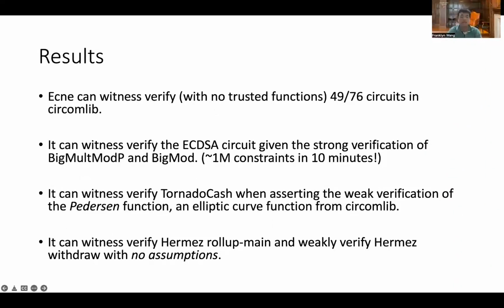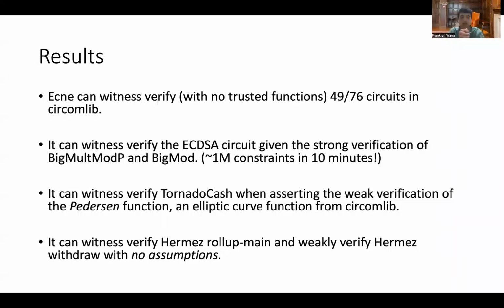Cool. So now let me talk about some of the results of our algorithm. Ecne can witness verify with no trusted functions. It's like not trusting anything. 49 out of 76 of the circuits in circumlib. And circumlib is a bunch of circuits that are very commonly used.